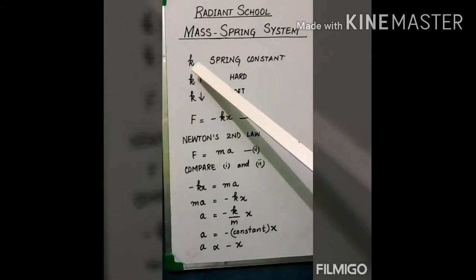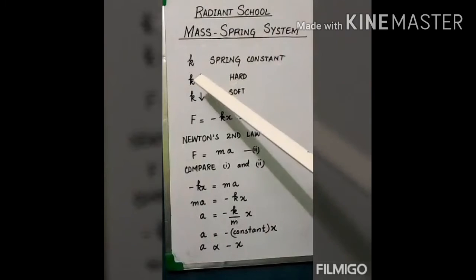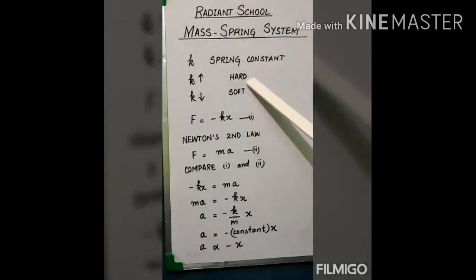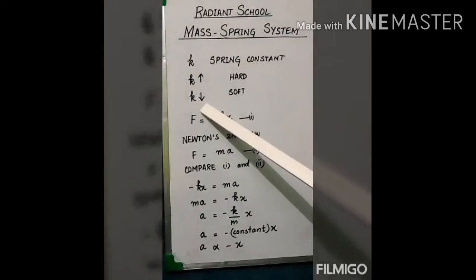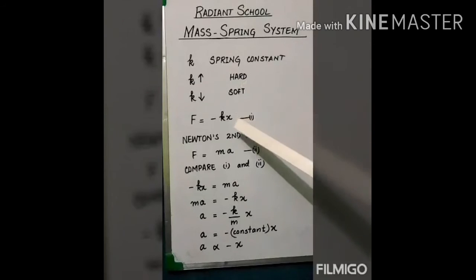The proportionality constant K is known as spring constant. It tells us how hard or soft a spring is. If K is more, the spring is hard. It is tough to stretch or compress the spring. If K is less, it means the spring is soft. It can be easily stretched and easily compressed. I am writing Hooke's law here again because I need it over here.